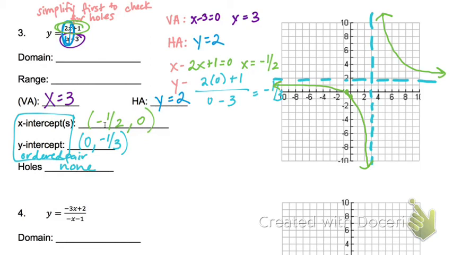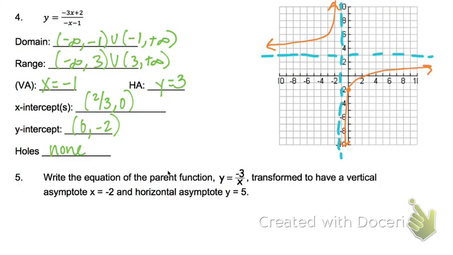And then domain, -infinity to where? 3. And range, -infinity to 2. Okay, so vertical asymptote at -1, horizontal asymptote at 3, because they are the same degree. So the coefficients divide, -3 over -1. And no holes. Domain, all real except vertical asymptote. Range, all real except horizontal asymptote.